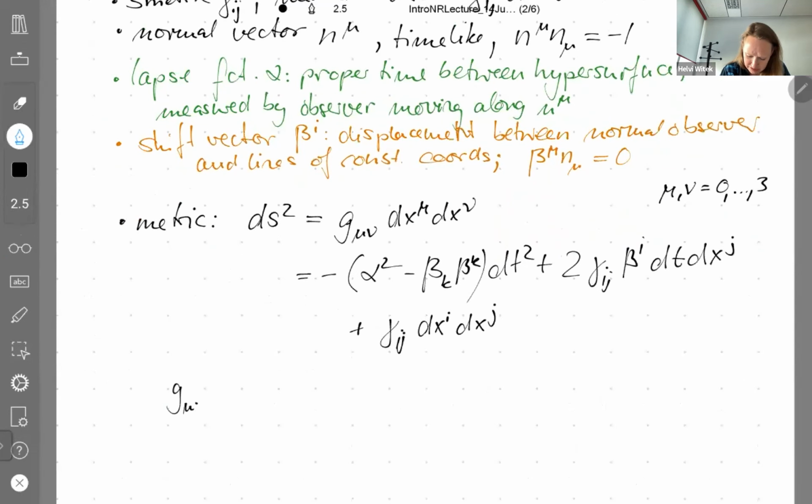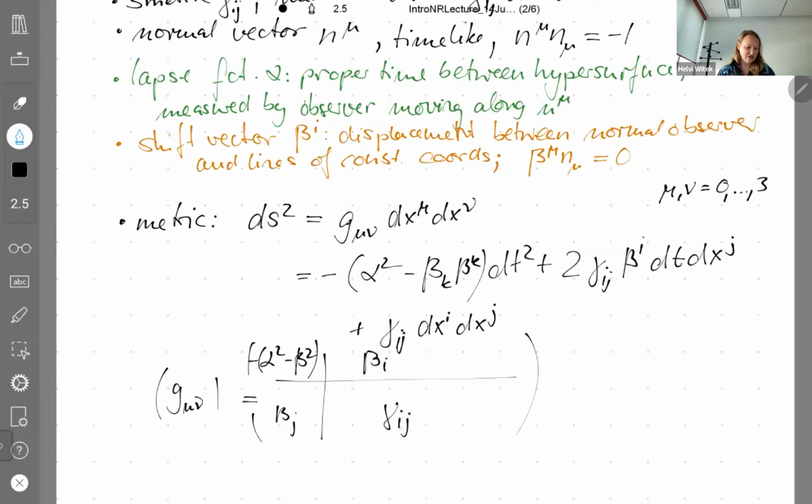So if I wanted to write my metric in a matrix form, I would have the following. I would have my time component up here would be -alpha^2 + beta^2. I would have my beta_i and beta_j here, and then gamma_ij would be my spatial components of the metric in matrix form. Good.